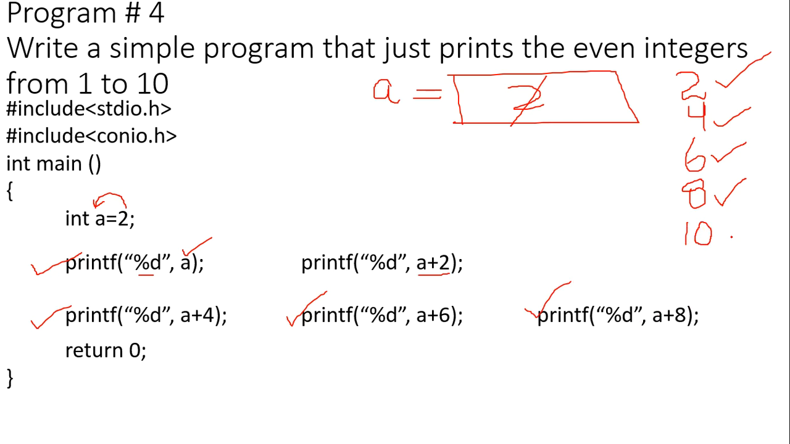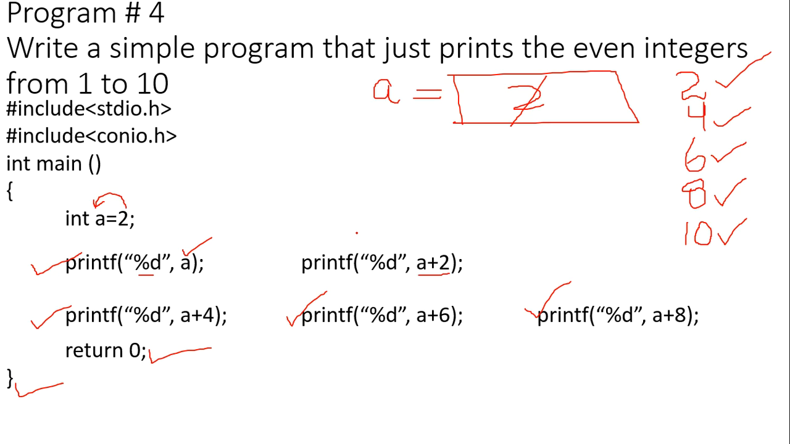So this is the overall requirement of the question, because here at the last printf we don't want any further integers to be printed. So this is our last printf, and after that I will write return 0 and the ending braces of the main program. So this program will generate just even integers, that is 2 4 6 8 10.